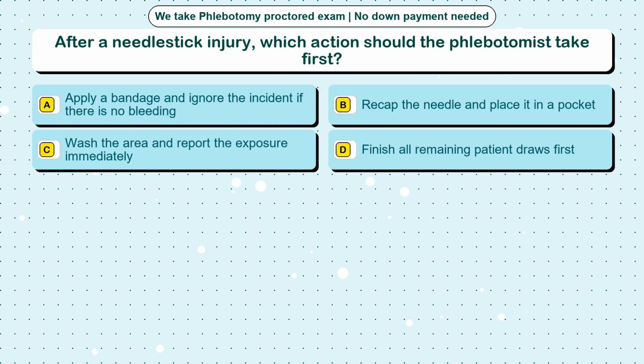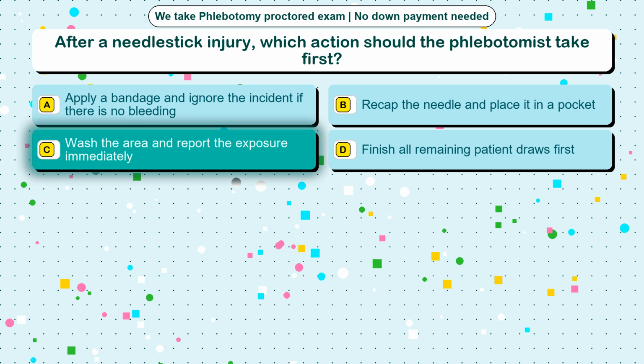Question 59. After a needle stick injury, which action should the phlebotomist take first? Option A, apply a bandage and ignore the incident if there is no bleeding. Option B, recap the needle and place it in a pocket. Option C, wash the area and report the exposure immediately. Option D, finish all remaining patient draws first. The correct answer is option C, wash the area and report the exposure immediately.